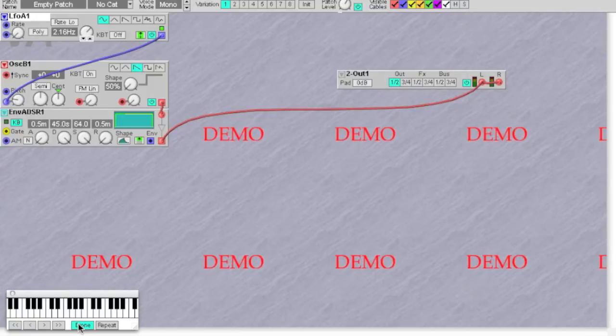I will show what this does right now. In a situation like this, generally what we use an LFO for is, well, vibrato.